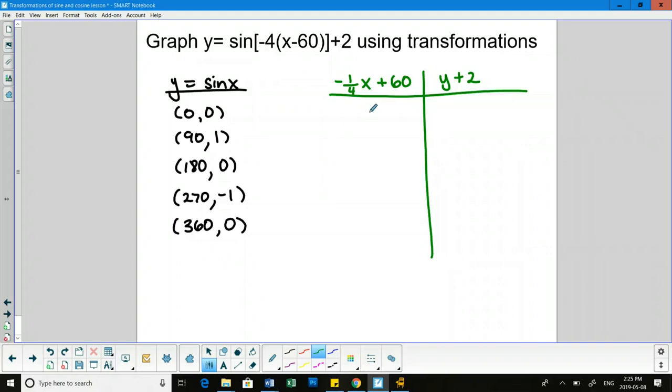For x, negative 1 over 4x plus 60. Yep, and then did you do these calculations here? Okay, do you want to tell me? 60, yep. 37.5. Yep, 50. Negative 7.5. Great. And the last one? Negative 15. Great. Awesome. And then I think the y's are pretty easy to calculate. It's 2, 2, and 2, and then 3 and 1.